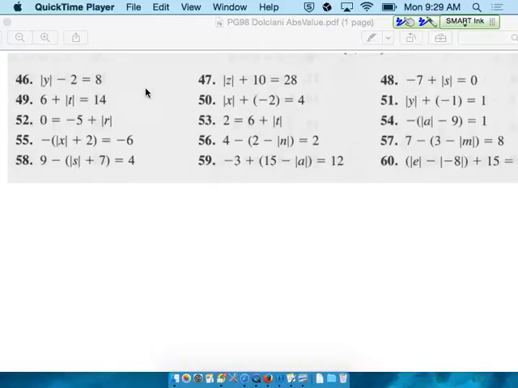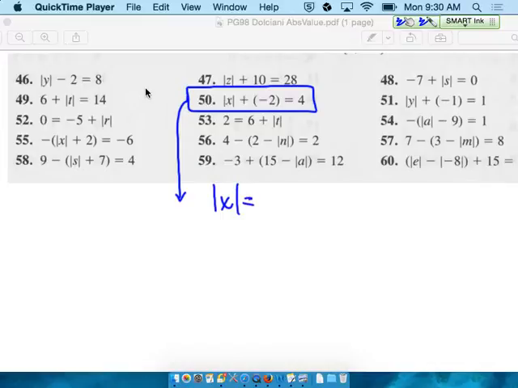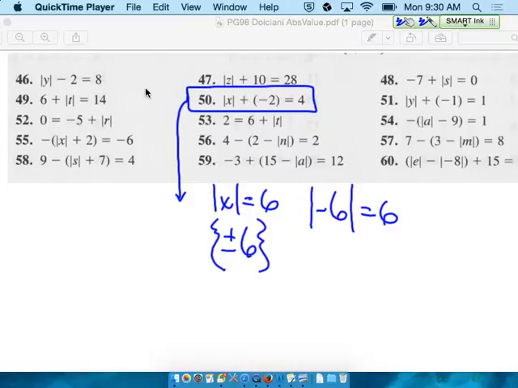Let's look at an example like number 50. So here, to isolate the absolute value of x, I would have to add positive 2 to both sides. So the absolute value of x would equal positive 6. And then my solution set would be positive and negative 6. Because remember, the absolute value of negative 6 would also be positive 6.